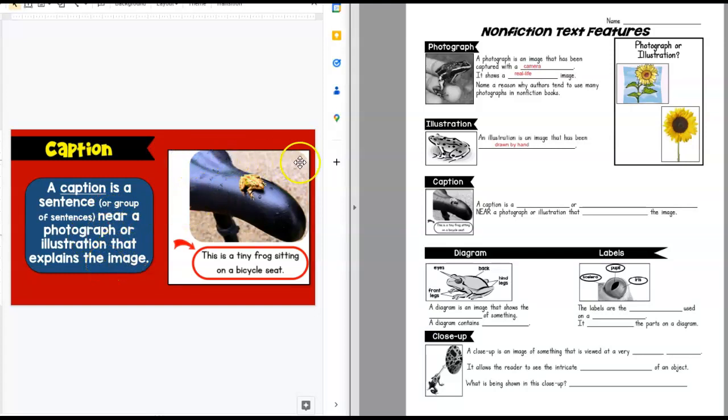So when you see a whole big image or a photograph, this part down here is what we call the caption. So a caption is a sentence or group of sentences near a photograph or illustration that explains the image.